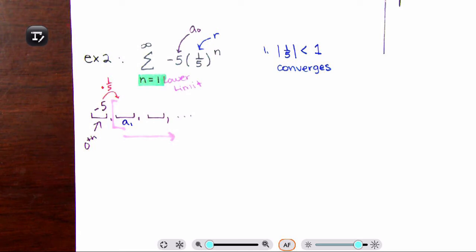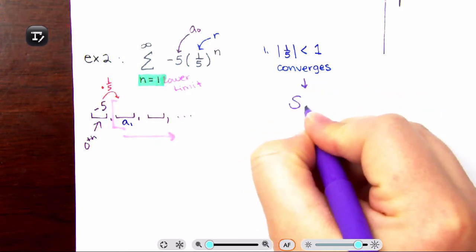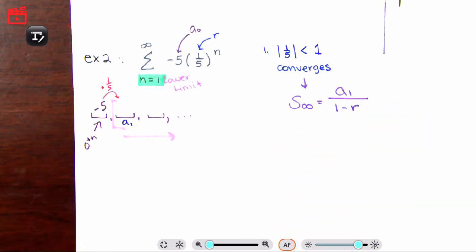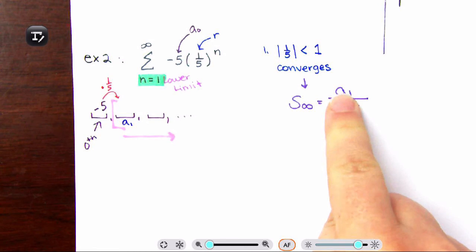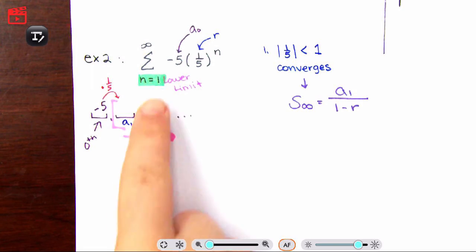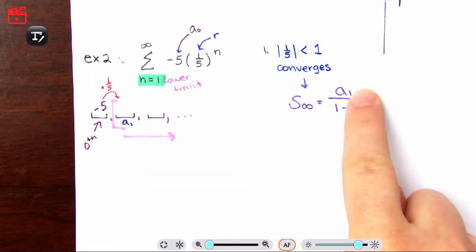I guess I will write the formula. So our summation is equal to a sub 1 divided by 1 minus r. Again, this a sub 1 here just means the number in your lower limit. It doesn't actually mean a sub 1. It's the first number that you take. So if this is 3, this would be an a sub 3 on the top.